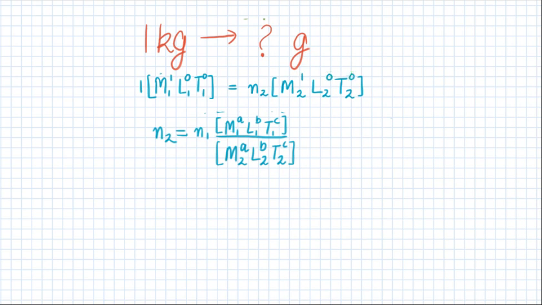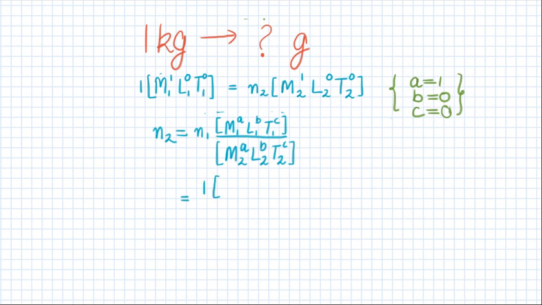So you know the values of A, B, C. The value of A is how much? 1. B is how much? 0. C is how much? 0. Similarly, for M2, A is 1, B is 0, C is 0. Let me write the powers here so that we don't get confused. A is 1, B is 0, C is 0. This is applicable for this unit also. Now you need to find the value of N2. Now look here. What is the value of N1? It is 1.